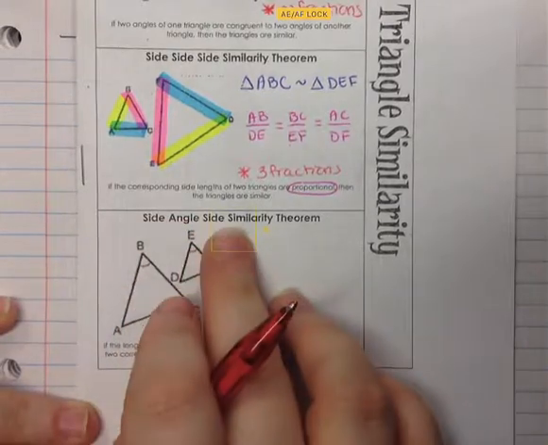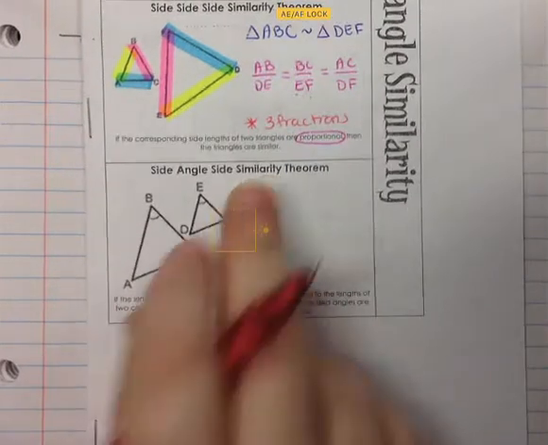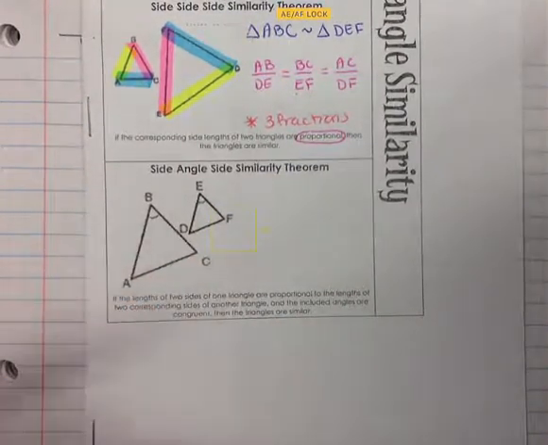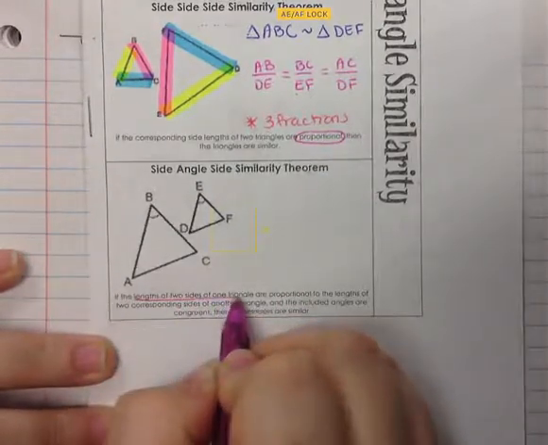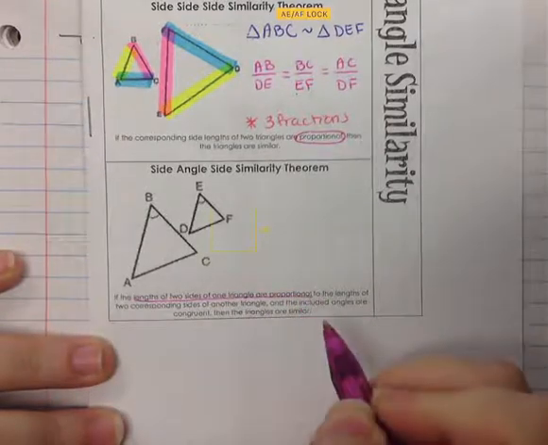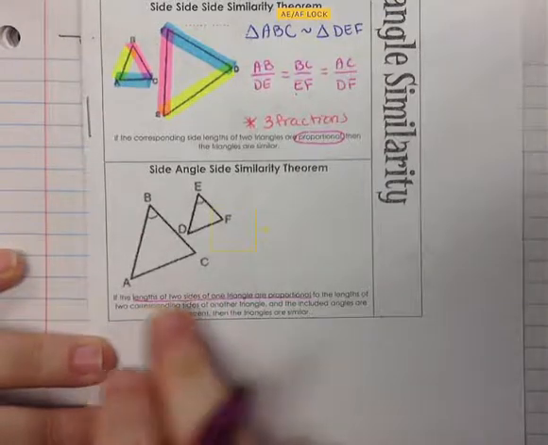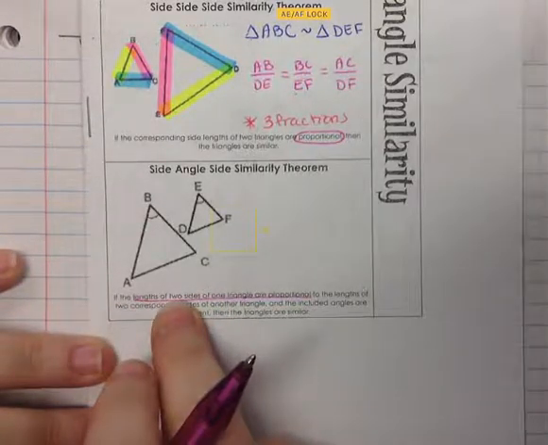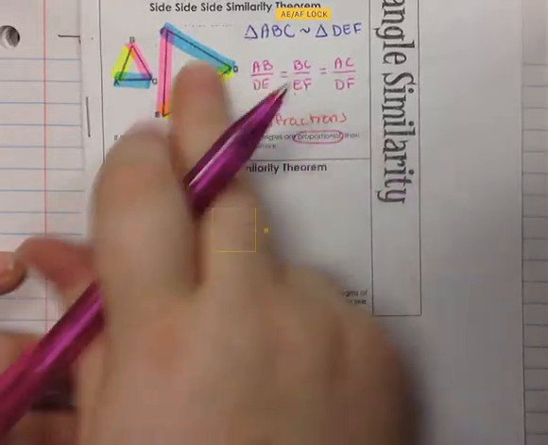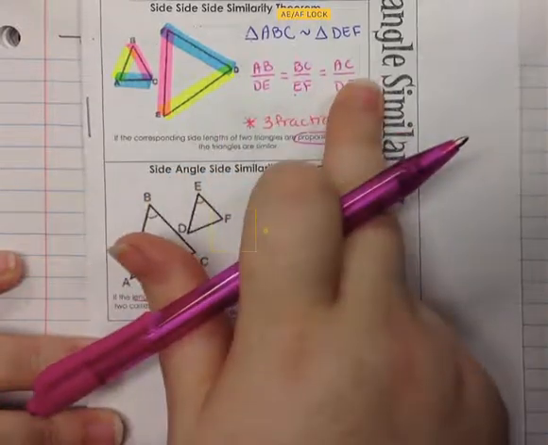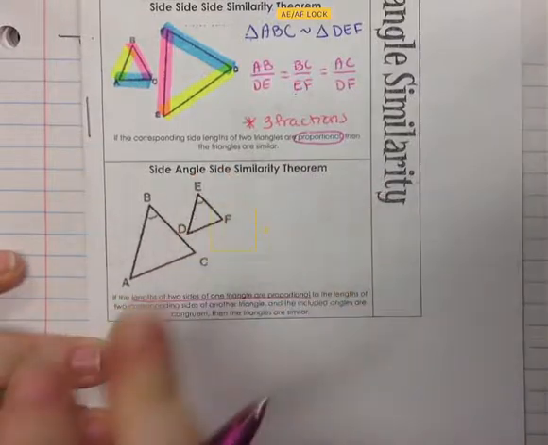On side-angle-side similarity, again, side-angle-side could also be used for congruency. That's why we have to look for similarity. So on here it states that if the lengths of 2 sides of one triangle are proportional to the lengths of 2 corresponding sides of another triangle. So again, we're dealing with 2 lengths. 2 lengths are proportional. So that means we're going to have 2 fractions. Here we had all 3 lengths are proportional. That's why we have 3 fractions. Here we have 2 lengths, 2 sides. So we're going to have 2 fractions.